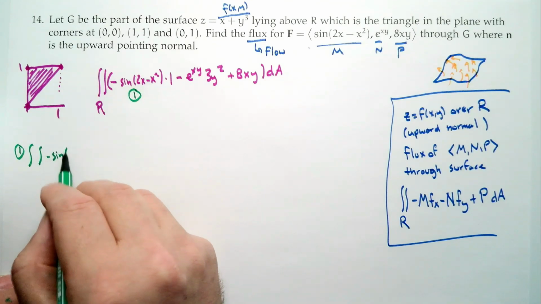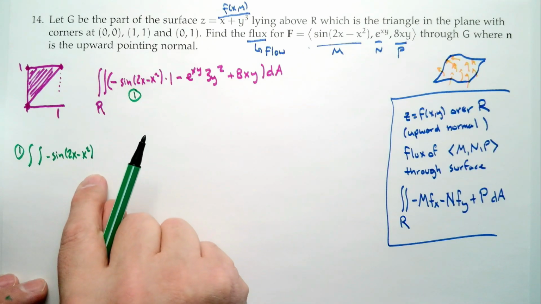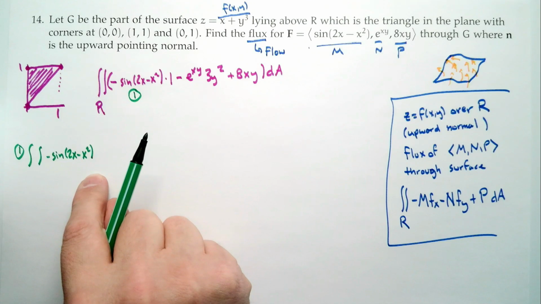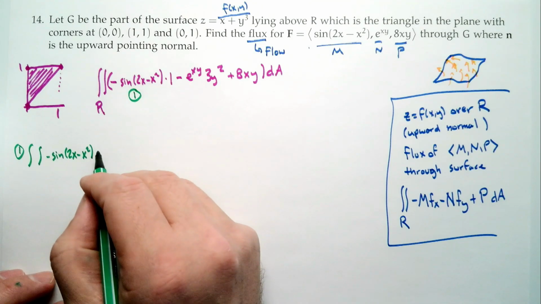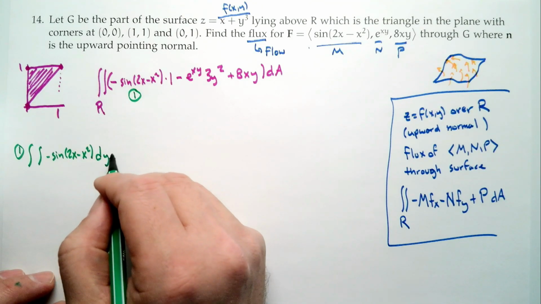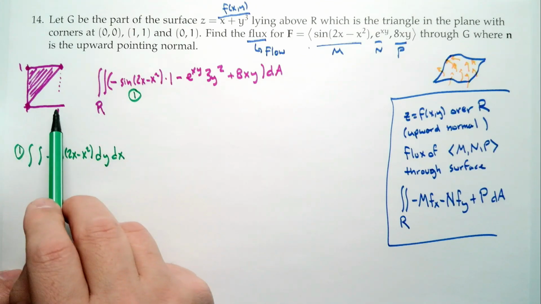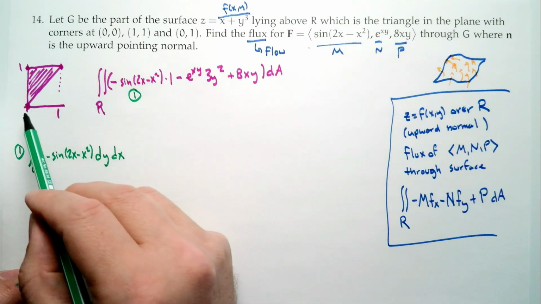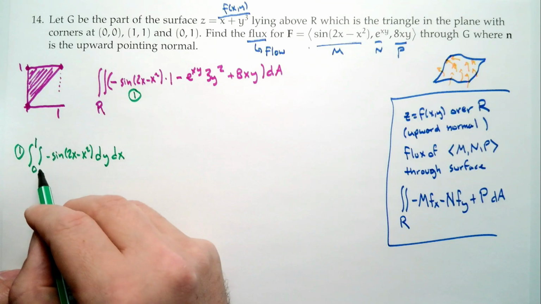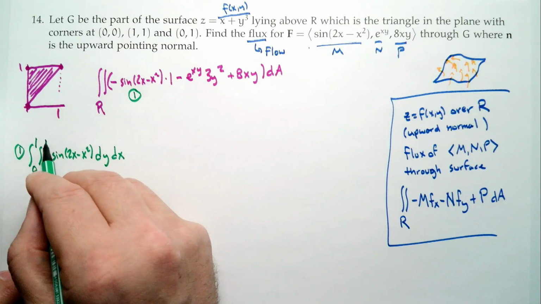So we want to integrate negative sine of 2x minus x squared. And now we have to make a choice. Do we integrate first with respect to y or with respect to x? Well, we're not going to integrate that with respect to x. Hopeless. So we better integrate with respect to y and then with respect to x. Now from our picture, x goes from 0 to 1. And y goes from the line y equals x, so that's x, up to y equals 1.